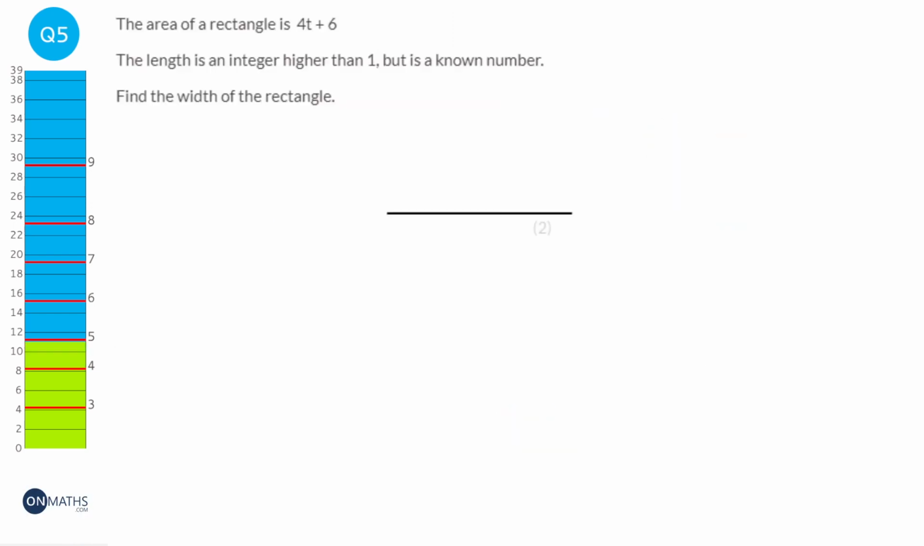So for this question, what we need to do is factorise 4t plus 6. Now factorise means put it into brackets. So if I try, I can actually put a 1 on the outside here. So 1 times 4t plus 6 is 4t plus 6, but the question clearly states that it is higher than 1. So we need to find another number that's higher than 1 to factorise this with.